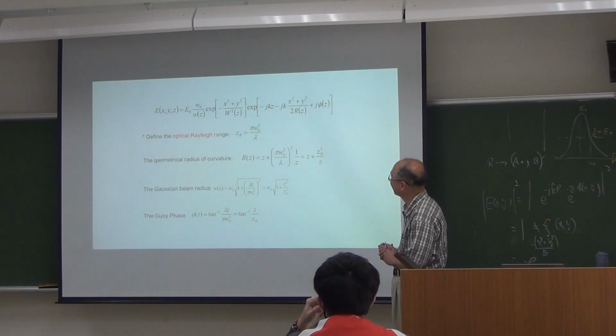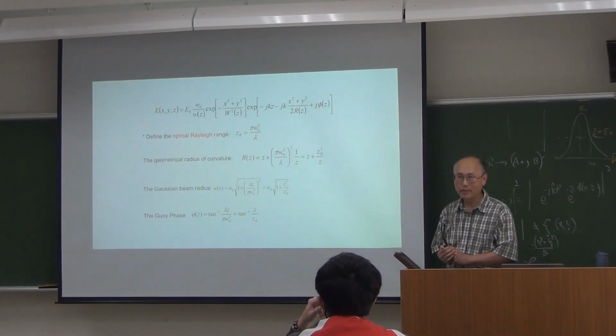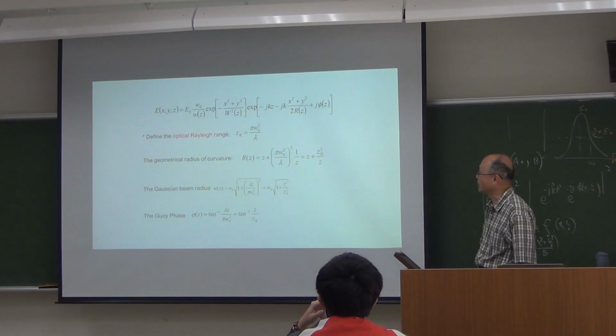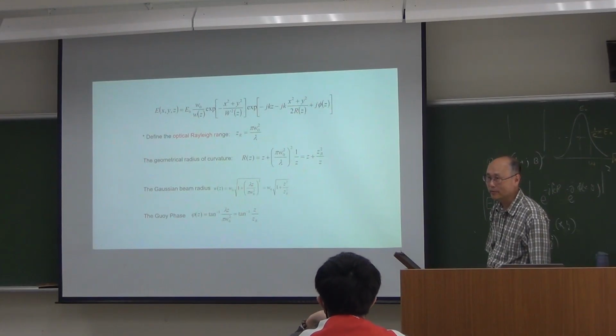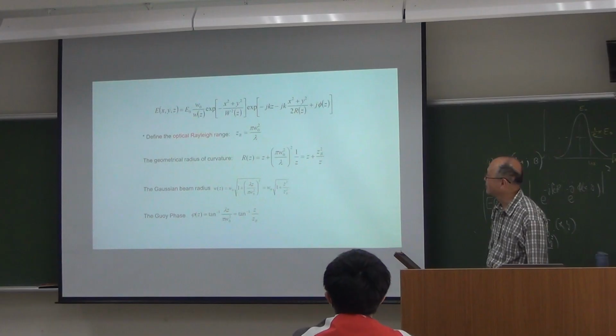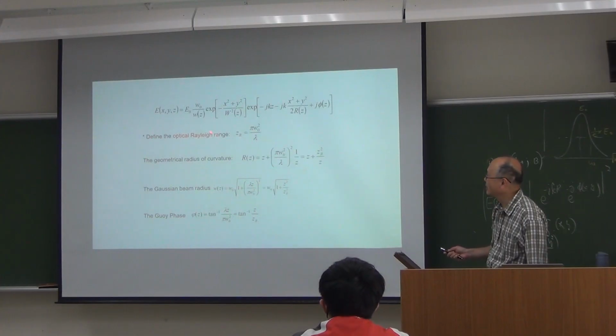Otherwise, it will be very tedious. Okay, so this is to just try to simplify the discussion. So we define this optical Rayleigh range, and then everything can be discussed based on this Rayleigh range to understand how the radial curvature will change, how the beam radius will change over distance, and so on.